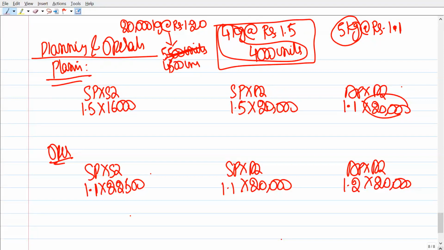Planning variance is like market size, not in your control. Operating is like market share, which is in your control. Clear? Any doubts on this? Planning is market size, operating is market share. Clear? Any doubts on this? I'll directly get to the problem.